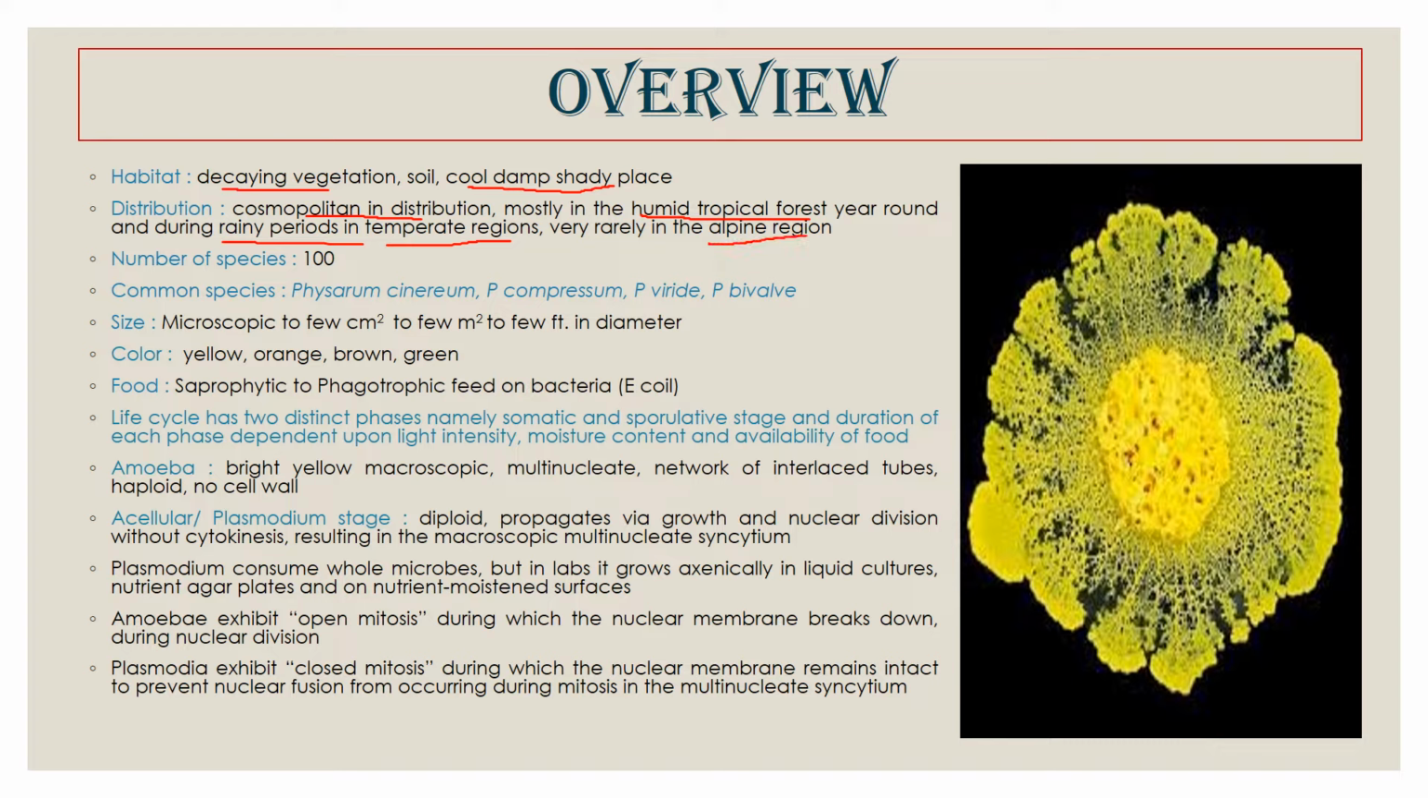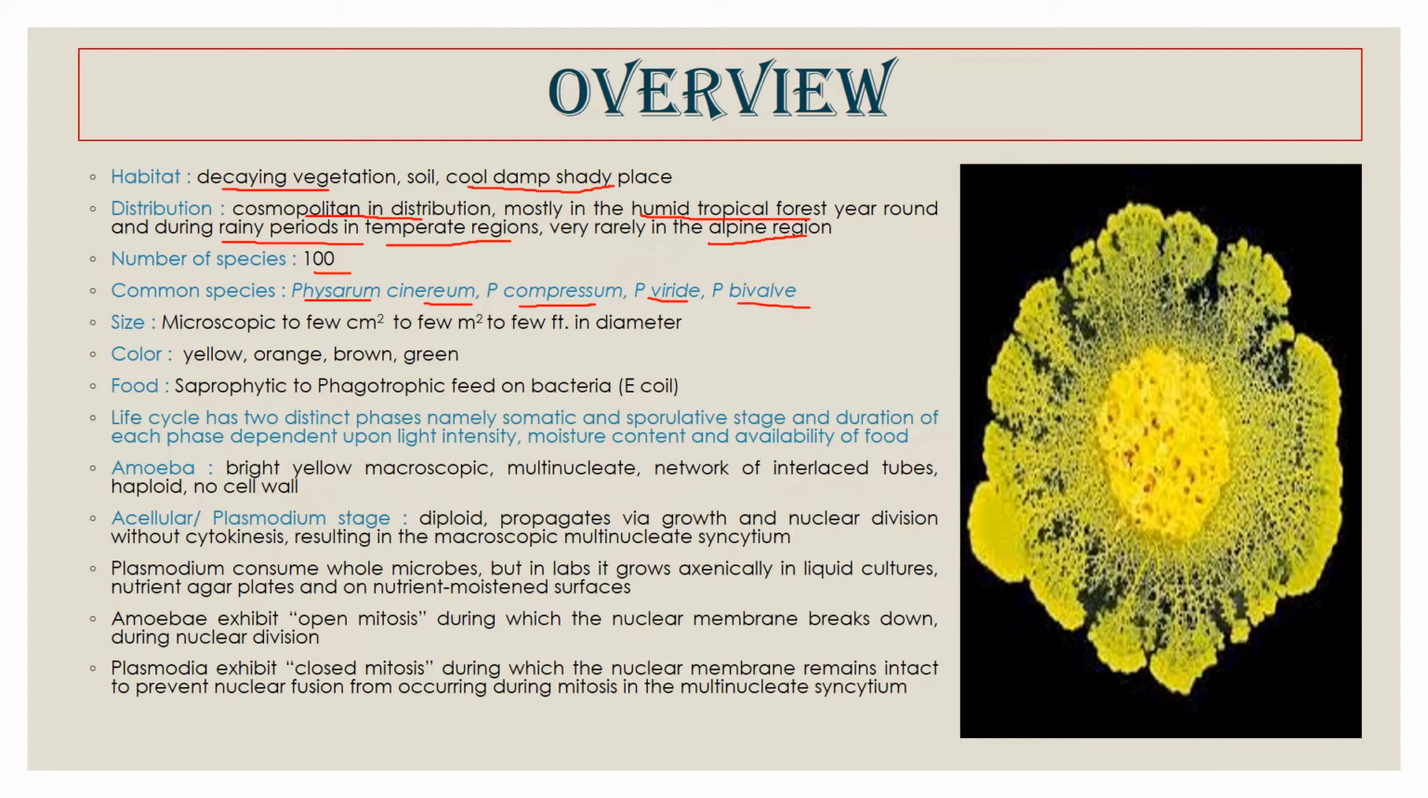In total, there are 100 species of Physarum, including Physarum cinerarium, Physarum compressum, Physarum viride and bivalve. These are also common species of Physarum apart from Physarum polycephalum. So Physarum polycephalum has become most common because of lab use. But apart from it, these four species of Physarum are very commonly found.